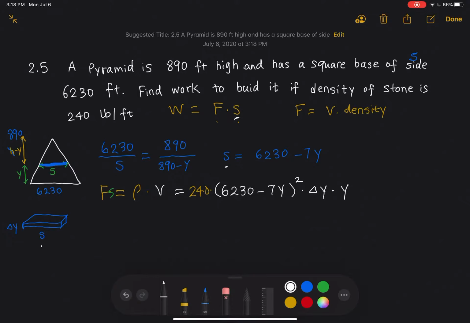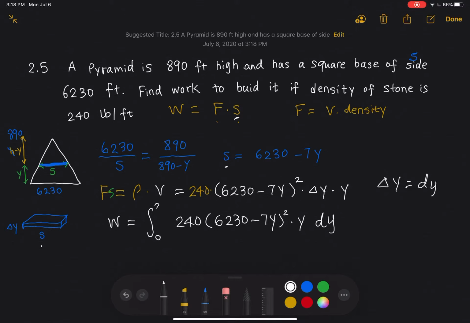And then we need to take the integral. So the work will equal the integral of 240 times (6,230 minus 7y) squared times y dy. Delta y equals dy in our calculus convention. Now, what is the limit? Since I use y, you might know the pattern: y stands for vertical distance. So it should be from 0 to the top, 890.